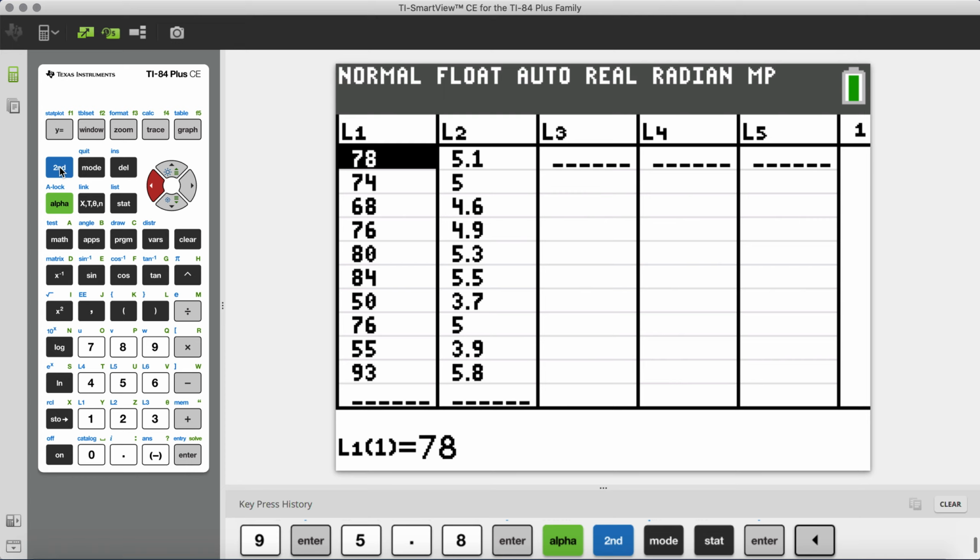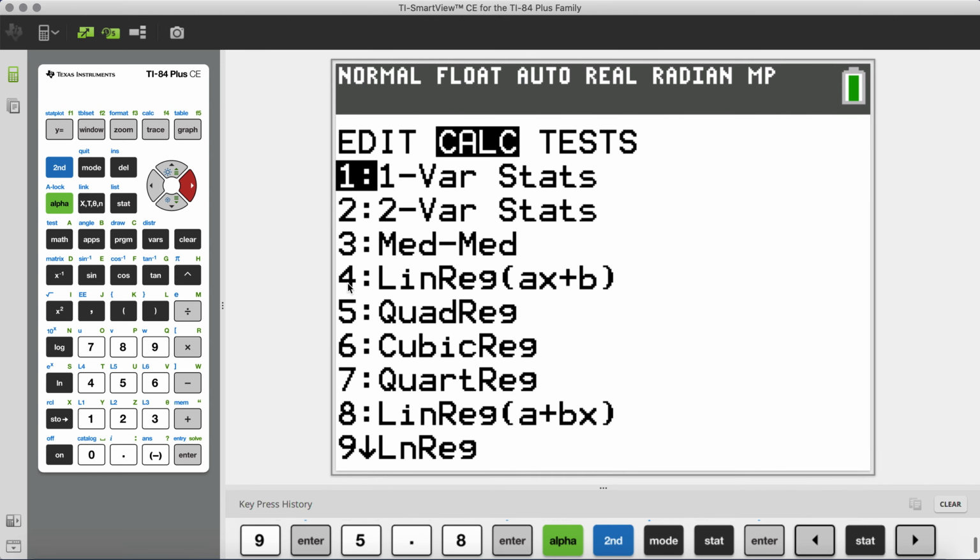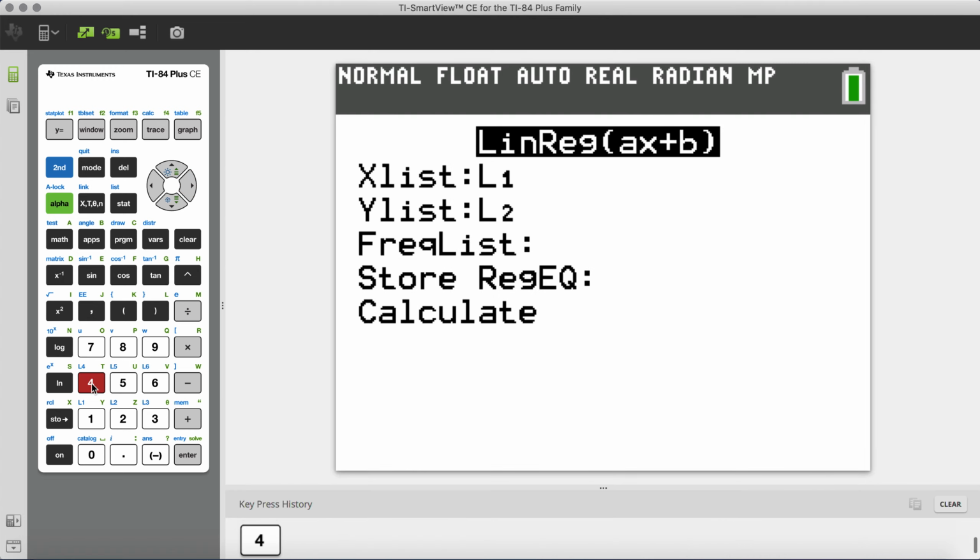So the first thing it asks us is to find the equation. So to get the equation of the data, we go to stat, we go to calculate, and then we want linear regression. So that's number 4. We can just click 4. Newer calculators look like this. Older calculators, it just says lin reg, ax plus b. It doesn't matter if you have an old one or a new one.